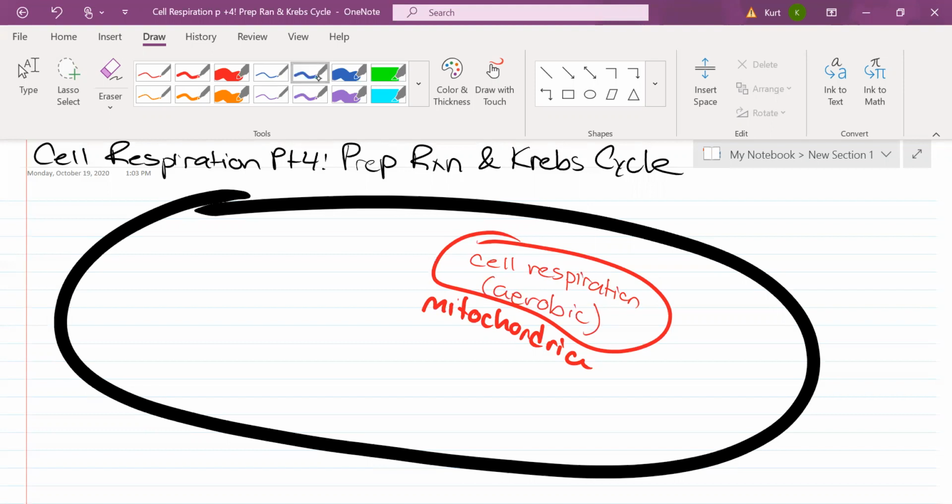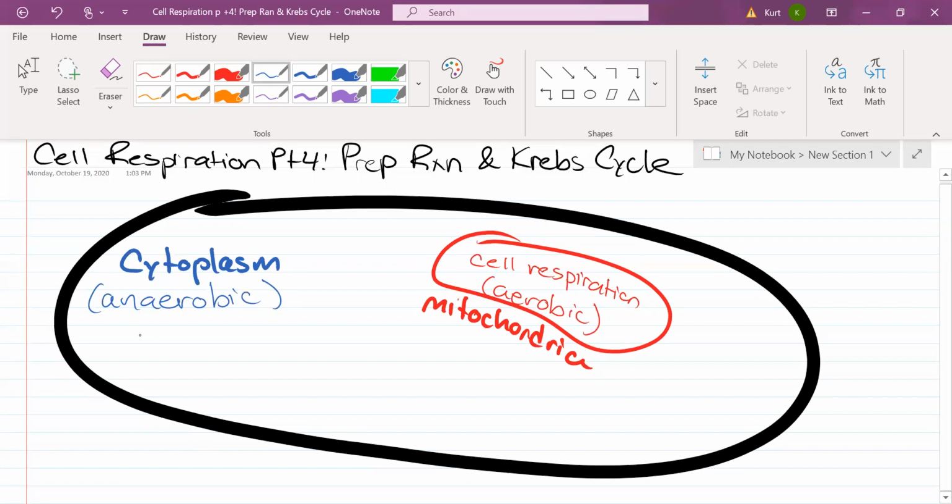What we've been doing last Wednesday and Thursday for cell respiration part 2 and part 3 was glycolysis and fermentation. They both take place in the cytoplasm of a cell. Cytoplasm is an anaerobic environment. No oxygen is present. And the types of processes that actually happen here are glycolysis and fermentation.